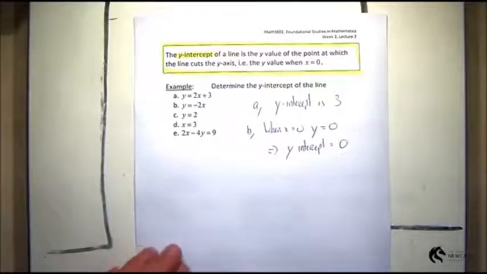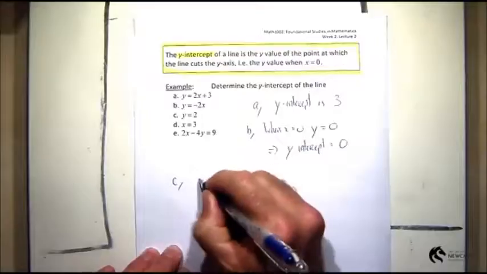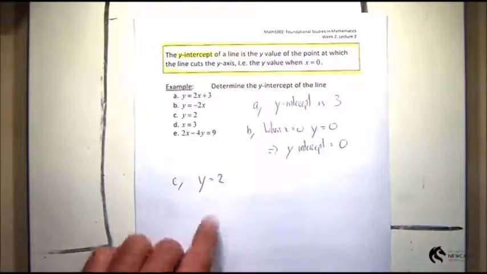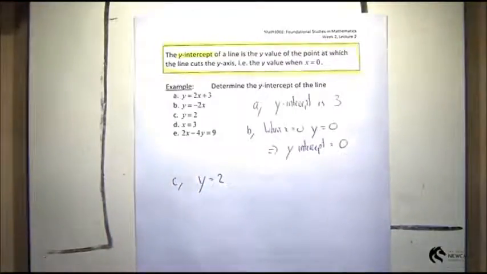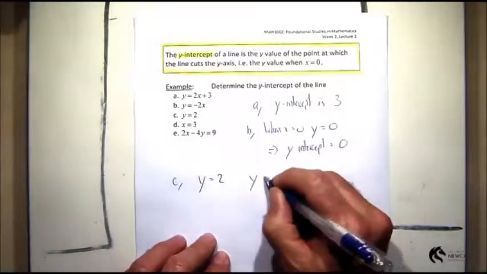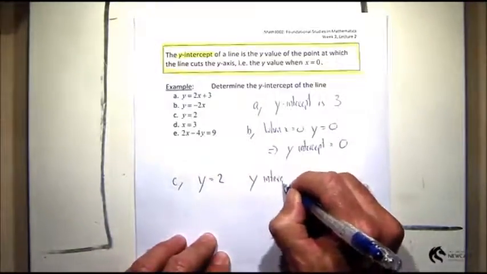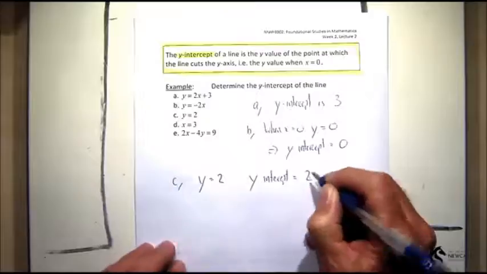Oh, goodness me. As soon as we do that, we get to the tricky case. y equals 2. What happens when I put x equal to 0 there? Well, y is equal to 2, and you can see that quite happily. Here's where it crosses the axis, there, at y equals 2. So that one has a y-intercept equal to 2.